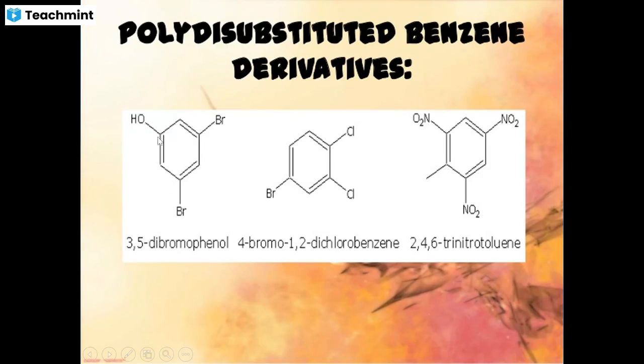Now we have to think about the substituent bromine. At what positions is bromine present? With respect to the phenol OH, which is the first position, bromine is present at the third and fifth positions. So it will become a dibromo. What would be the name of this one? 3,5-dibromophenol. In the second case, can anybody tell me what is the name of this compound?